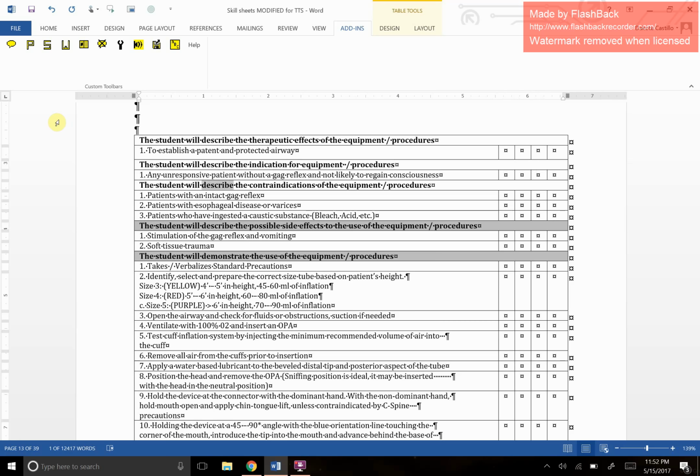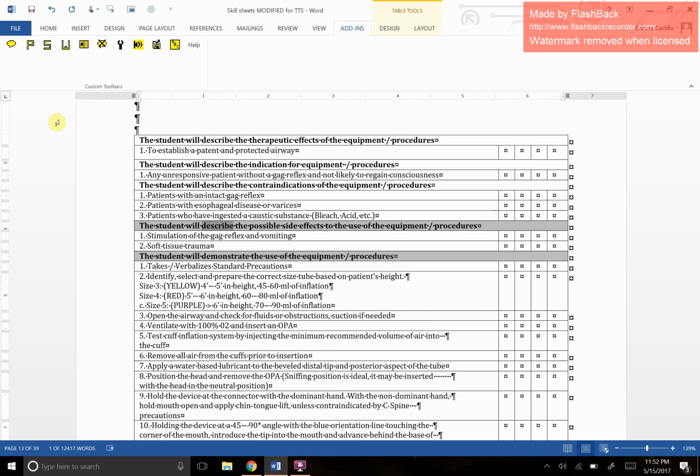The student will describe the contraindications of the equipment/procedures. 1. Patients with an intact gag reflex. 2. Patients with esophageal disease or varices. 3. Patients who have ingested a caustic substance, bleach, acid, etc.